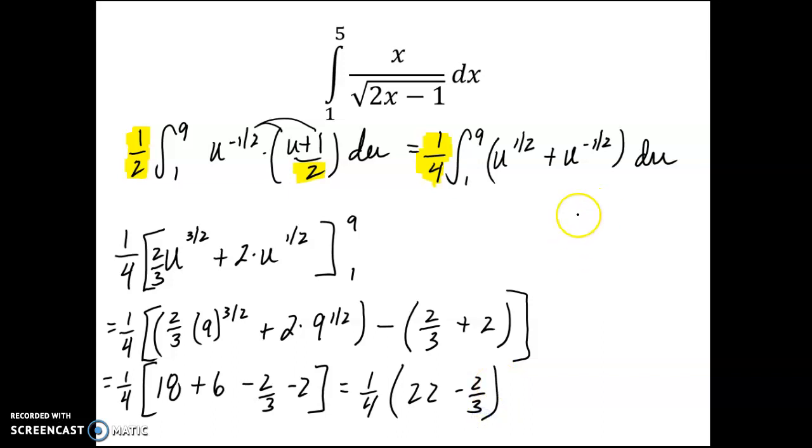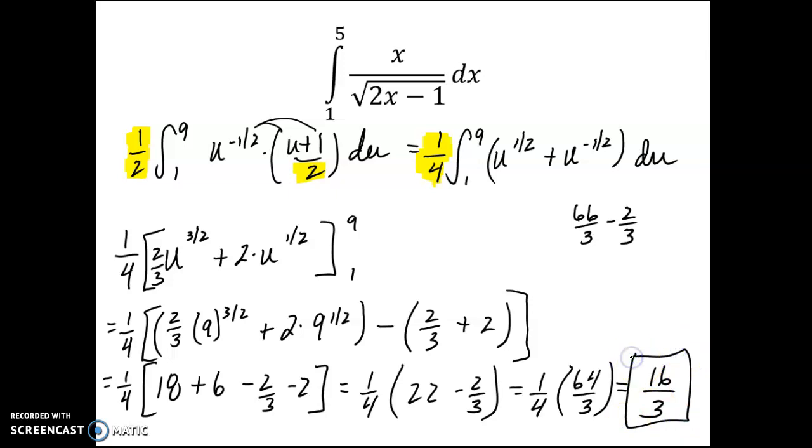All right, 22 would be 66/3 minus 2/3. So that gives me 1/4 times 64/3. 64 divided by 4 gives me 16. So 16/3 is my answer.